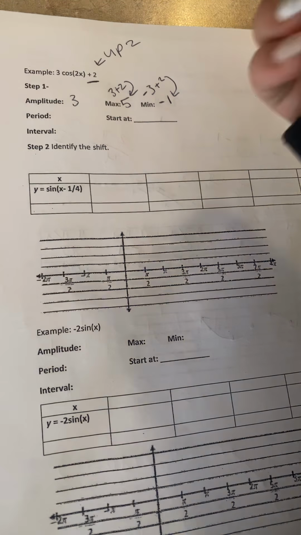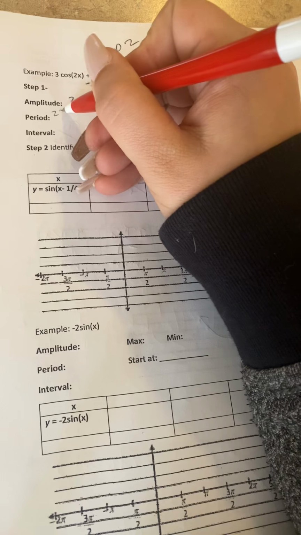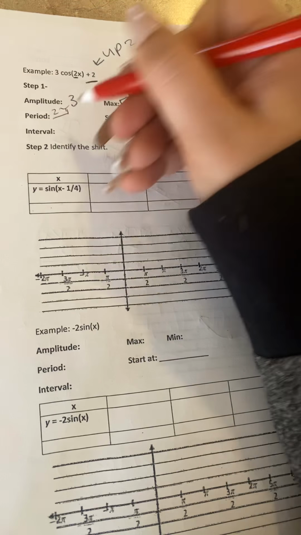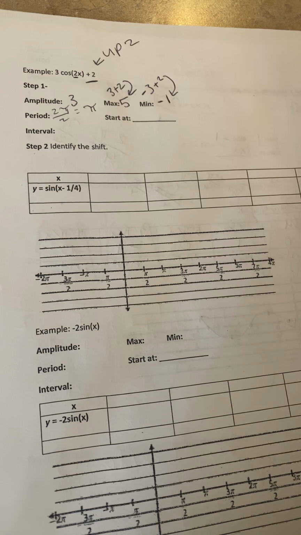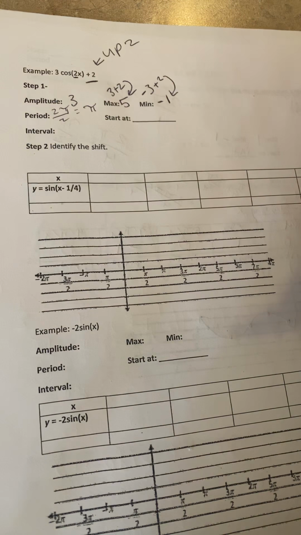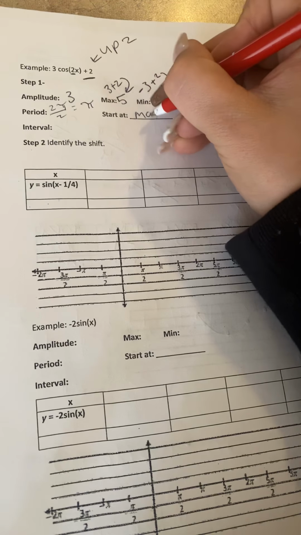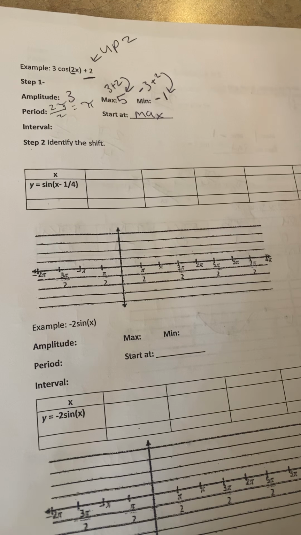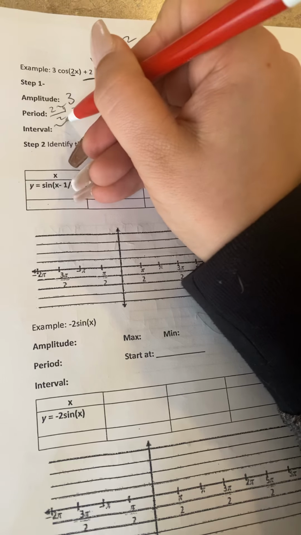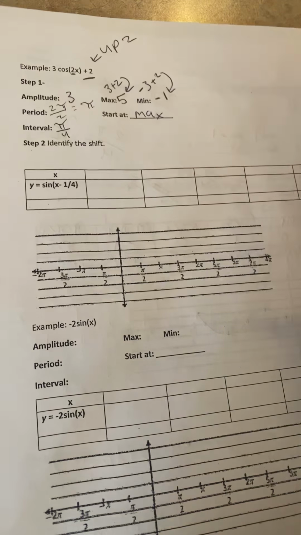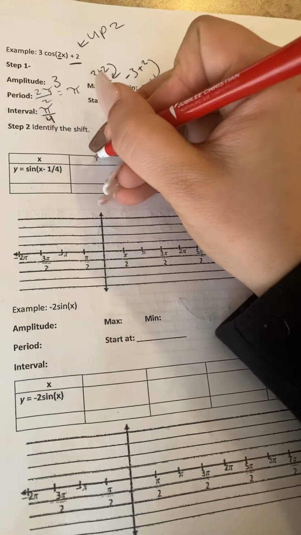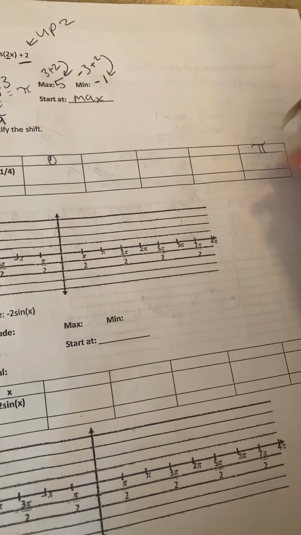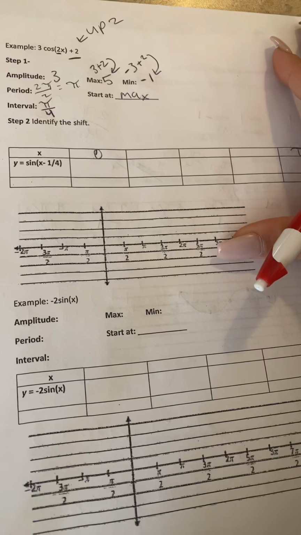So my period, we take 2 pi and divide it by the number in front of x, which is 2, which gives us pi. And because it's cosine, we're going to start at our max. And our interval, we take our period and divide it by 4. And I can't simplify pi over 4, so we're good there. Every pi over 4, I should have a point. Okay, so between 0 and pi, I should make a full wave.